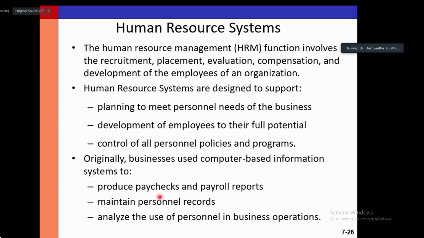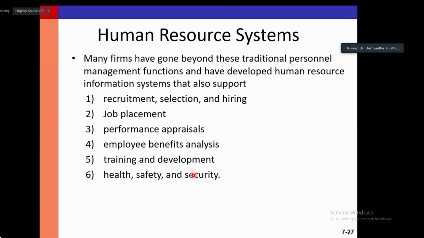So that was the primary task performed by the conventional human resource management systems. And also analyzing the personnel in different terms, maybe in relation to performance or something like that, that would have been facilitated by the earlier human resource management systems. But then what do we do today with human resource management systems?